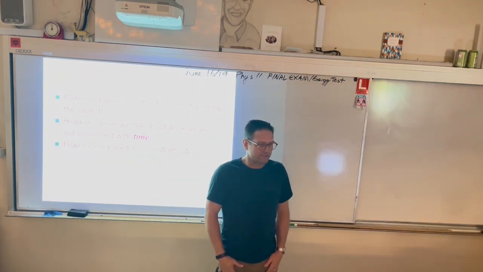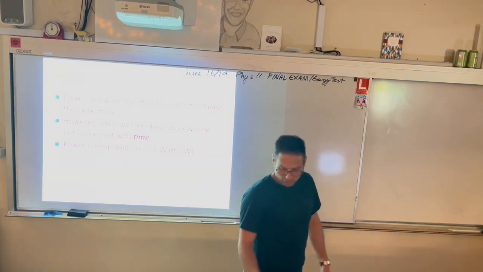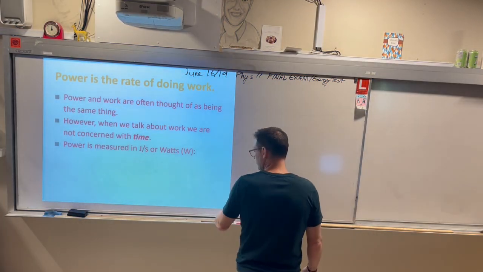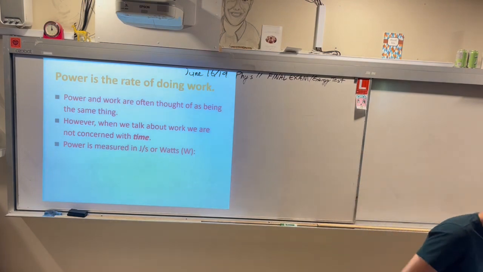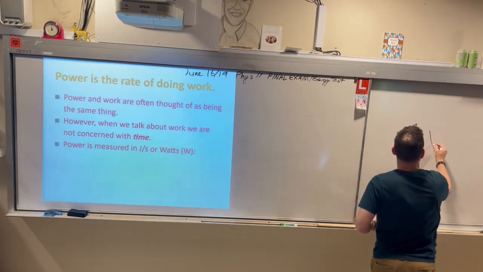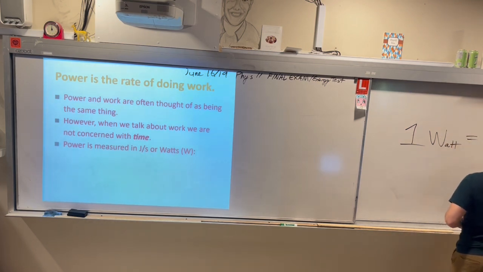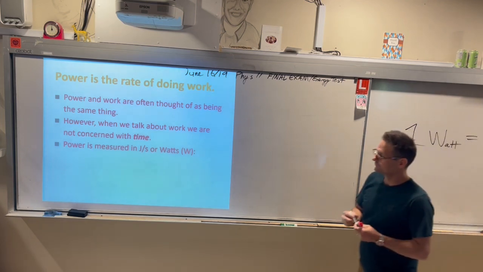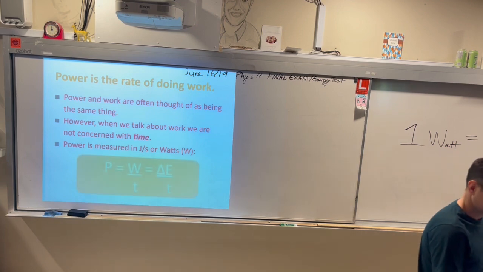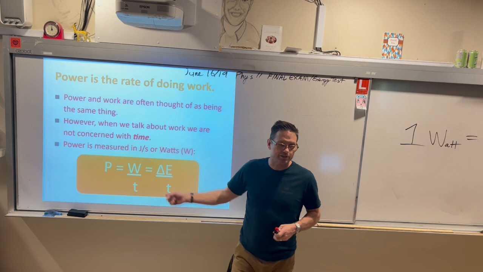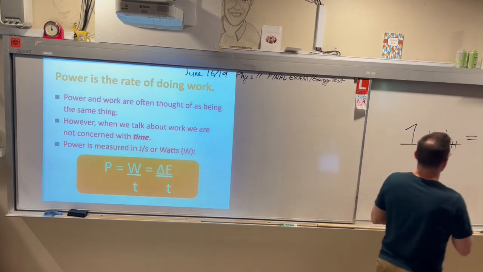Power is measured in watts. The unit of power is watts, and 1 watt is equal to 1 joule per second. Good. One watt is equal to 1 joule per second. And so power is equal to work over time, or a change in energy over time is another way to think of it.